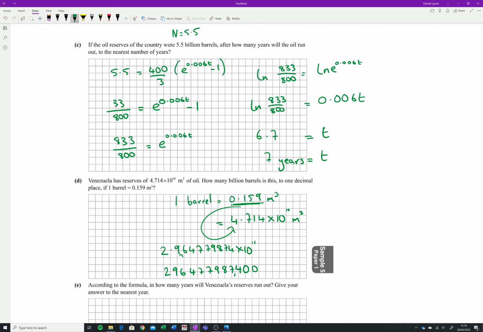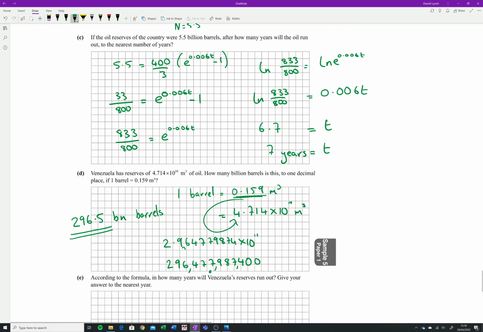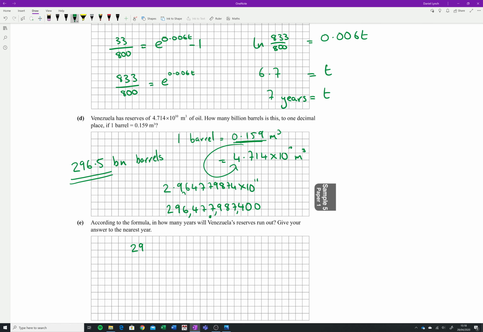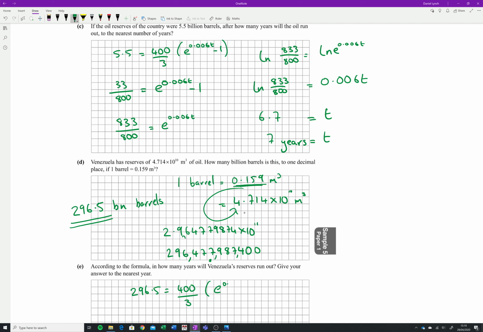Now let's write it in billions. So this is our million portion, and this is our billion portion. So to 1 decimal place, it is 296.5 billion. Maybe we should write in BN or something like that, just to make it clear. So this is how many billion barrels we have. Okay, according to our formula, how many years are they going to run out? So that's going to be n equals that number. So we have 296.5 is equal to this, e to the 0.006t minus 1.